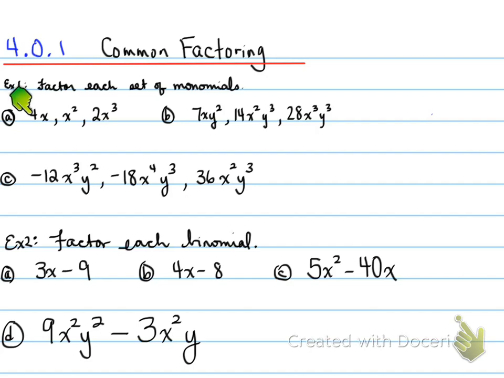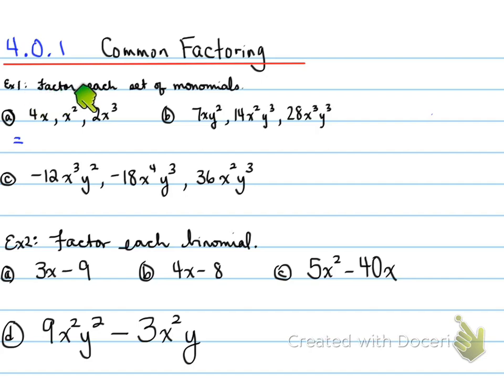In the first example, 4x, x squared, and 2x cubed, what we need to do is look at just the numbers in the front, the coefficients. What number can I take out of all of these? Well, folks, it looks like we can only take out the number 1 because 1 is the only number that can divide all of these. So 1 is our number.